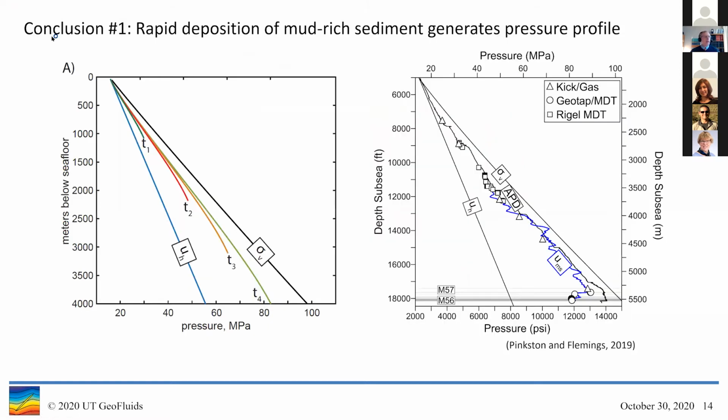So my first question was, how do I generate this pore pressure profile shown on the right here? And the answer is rapid deposition of mud-rich sediment can easily generate the observed pore pressure profile of the Macondo well. So next, we want to look at the bottom of this and say, well, what caused this pore pressure drop at the bottom of the well?